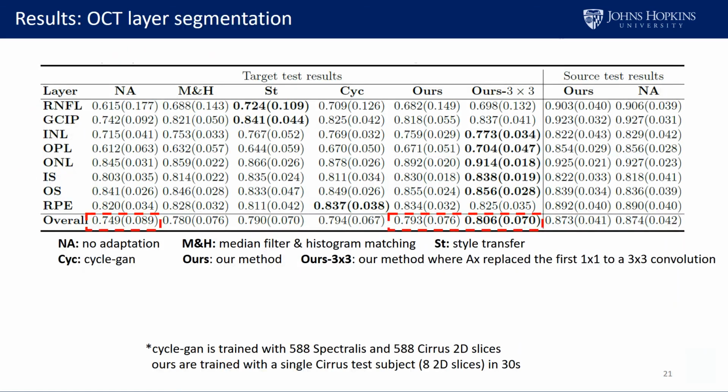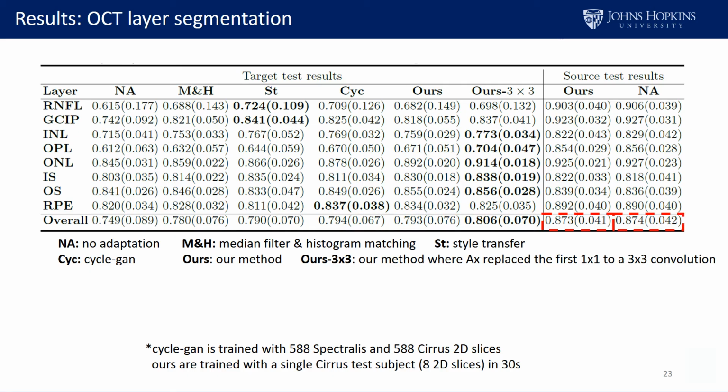This is the layer segmentation Dice scores on the target Cirrus scanner. Our method improved the overall Dice score from 0.749 without adaptation, the NA column, to around 0.8. We also compared to the CycleGAN methods, the CYC column. The CycleGAN is trained with both Spectralis and additional Cirrus data, while our method is only using a single Cirrus test subject and takes about 30 seconds.